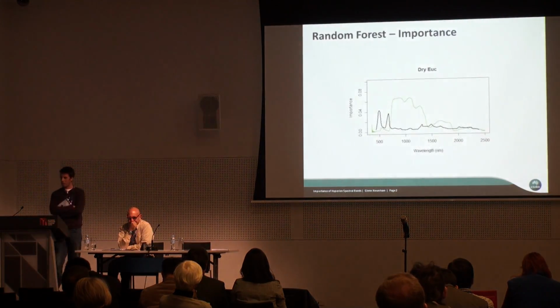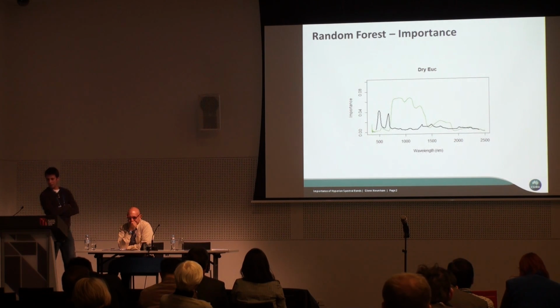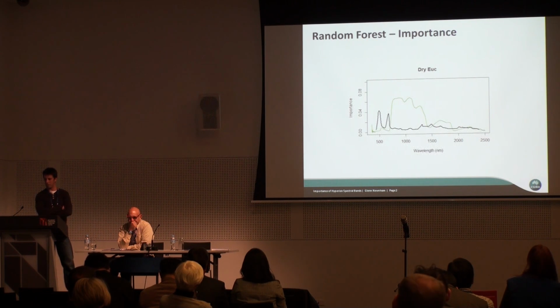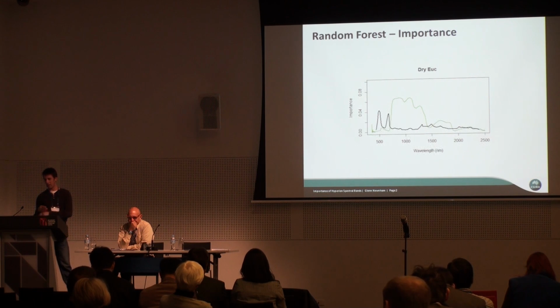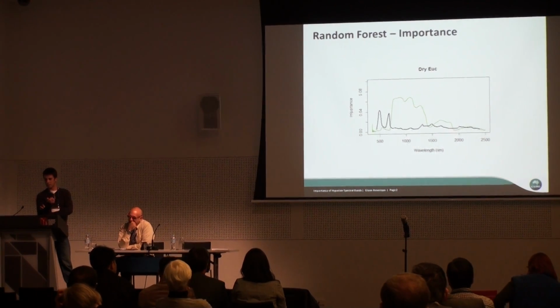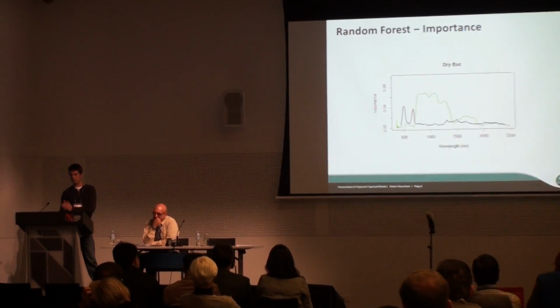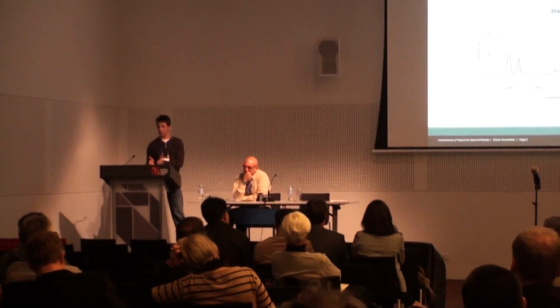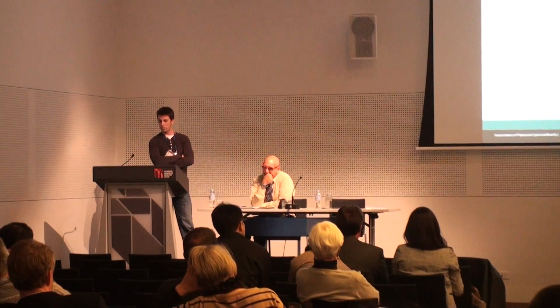For a dry eucalyptus class, the black line here shows importance measures over the full spectrum, and in green there's just a spectrometer measurement of a eucalyptus leaf, as a reference. You can see that the important bands from a Hyperion perspective, if you're trying to classify dry eucalyptus forest, are in the blue-green region and in the red. And across the shortwave infrared, there's pretty much nothing there.